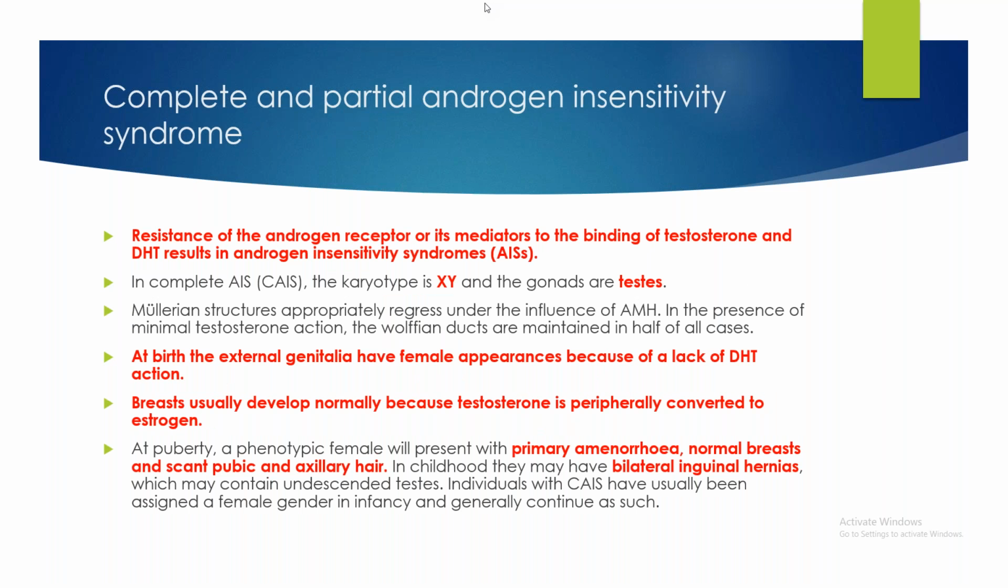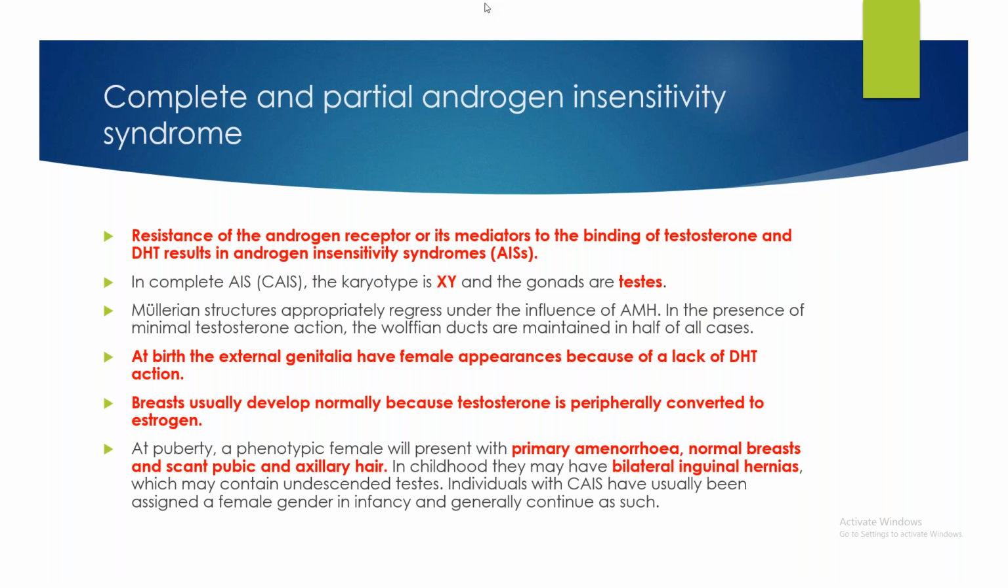Then complete and partial androgen insensitivity syndrome. It is the resistance of the androgen receptor to the binding of testosterone and DHT. It results in androgen insensitivity syndrome, which can be divided into complete or partial. In both, the karyotype will be XY and the gonads will be testes. Internal genitalia, they will be testes. Uterus or any Mullerian duct organs will be absent.